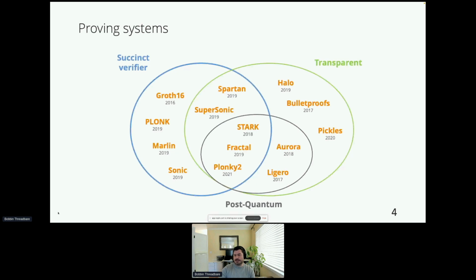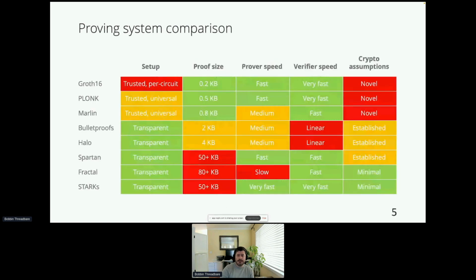This Winterfell is a Stark proven verifier, so I'm going to go a bit more deeply into the Stark system. But before going there, just showing this table, this kind of highlights some other properties and lists different proving systems and how they compare to each other. There are a lot of caveats to this table. There is a lot of nuance. So this is true most of the time, but maybe in some specific settings, this may not be true.